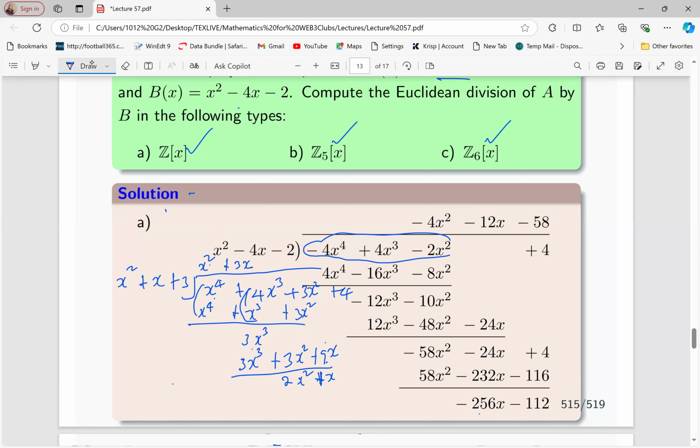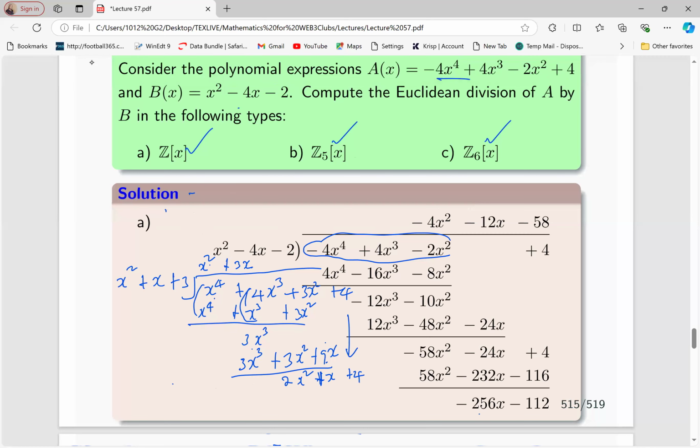Then ask yourself, x squared into 2x squared, it will be twice. This 2 times the entire polynomial, you have 2x raised to 2. Then you have 2x, and then you have 6. But 6 mod 5 is 1. So we are 1 mod 5 at every stage.